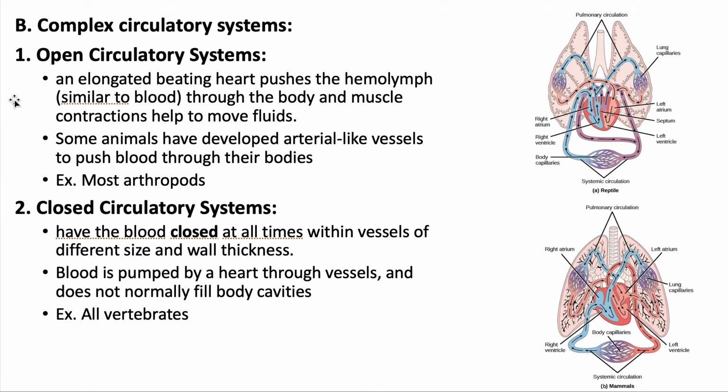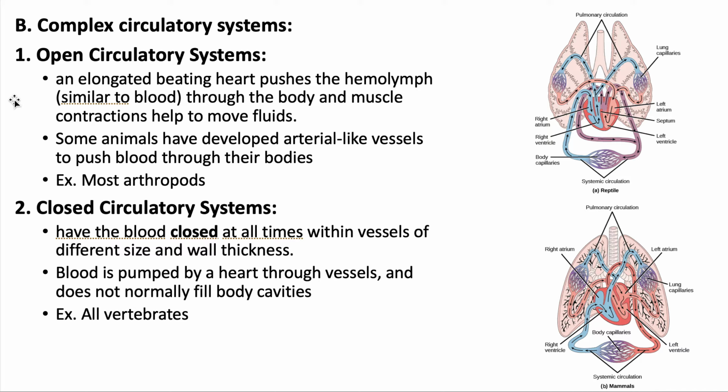Then we get more complex, and within that complex circulatory system, we have what are considered open circulatory systems and closed circulatory systems. Open circulatory systems have an elongated beating heart that pushes hemolymph, which is very similar to blood, through the body, and muscle contractions will help move the fluids around. Some animals have developed arterial-like vessels to help push the blood through their bodies as well, but not all of them do. A lot of arthropods, which include insects, have open circulatory systems.